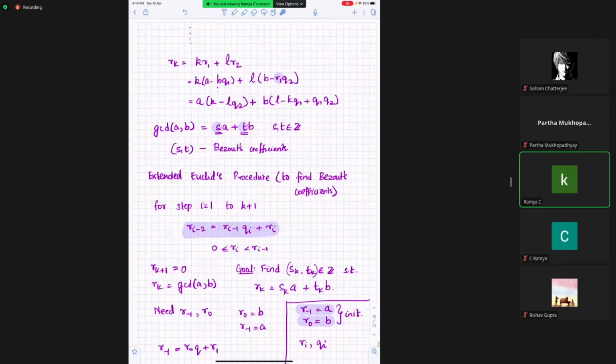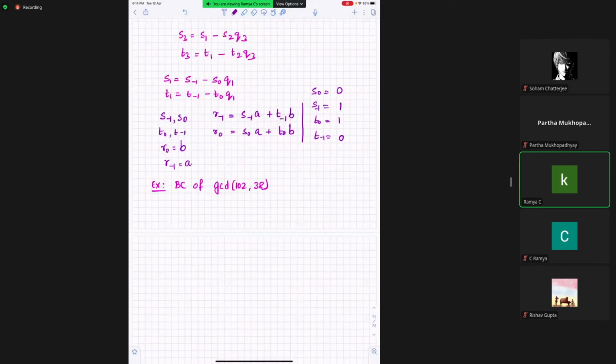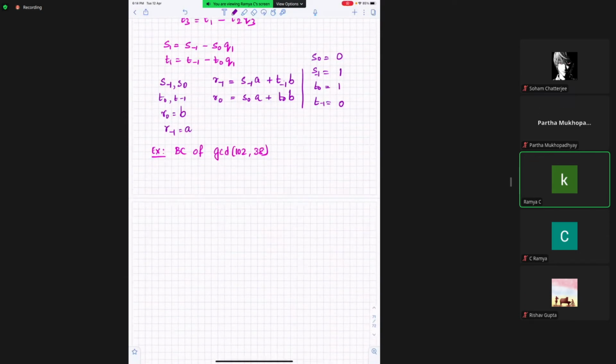I hope this is not like the proofs that you have seen in group theory. It's something different. What this tells us is that the equation AX plus BY equals GCD always has integer solutions.